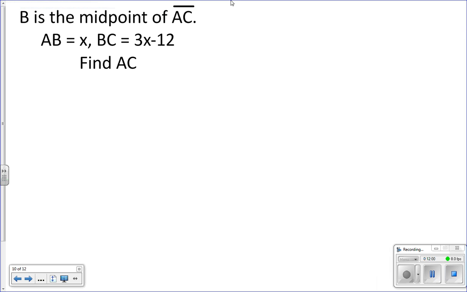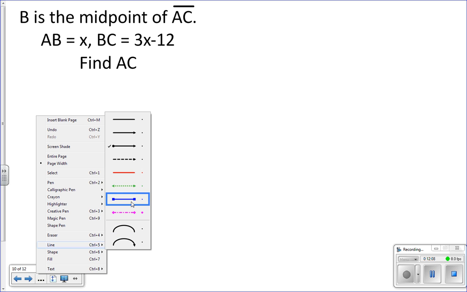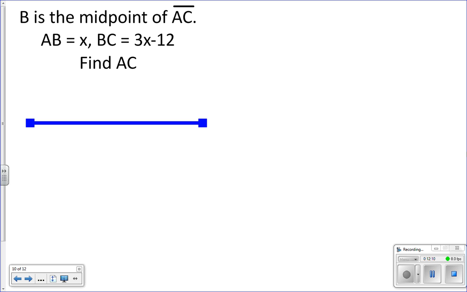Okay, so when we draw this, first off, I'm looking at this, and B is the midpoint of AC, so I'm going to go ahead and draw my segment first. So I have AC, and B is the midpoint. So I am going to try to draw it in the middle, just to make it look like it makes sense. And I like to mark that these two parts are congruent. Since B is the midpoint, I know these parts are the same. I may not know what they are yet, but I do know that my parts are the same. So when I go to fill it in with my information, AB is X, and BC is 3X minus 12.